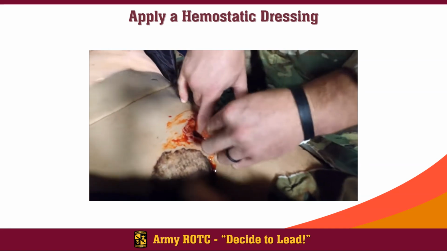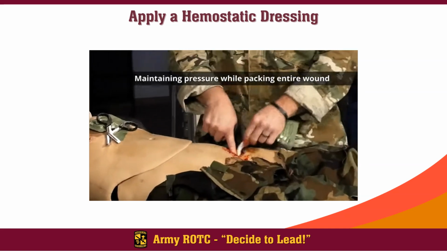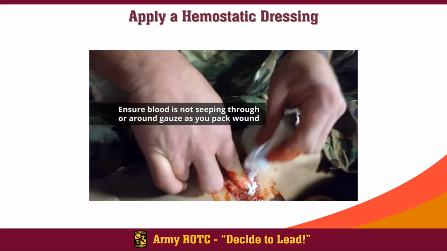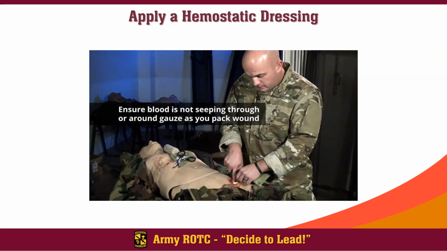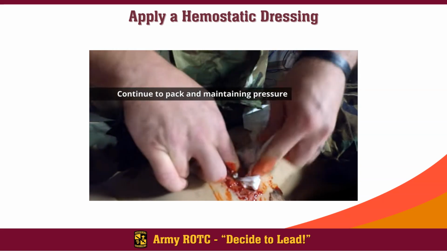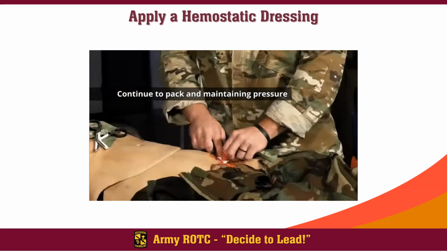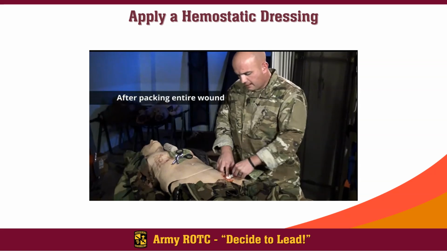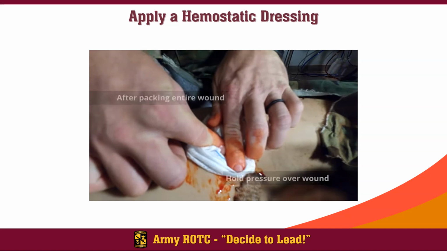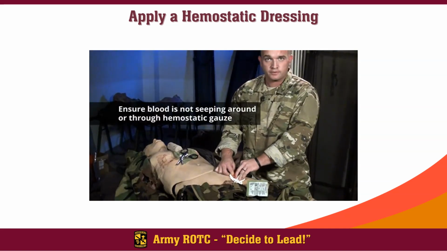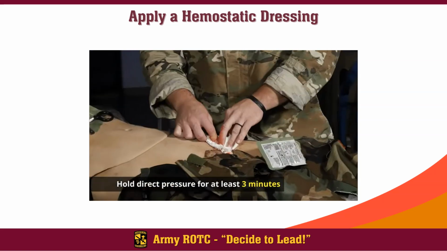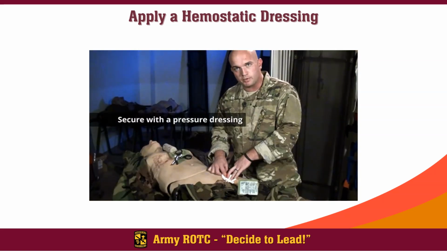One for one, replace the finger that's holding pressure against the bleed until you've packed that entire cavity. Again, one for one, maintaining pressure while you're packing and ensuring that blood isn't seeping through or around the combat gauze as you're packing it. You're going to continue to pack, maintaining pressure the entire time you're packing. Once you've packed the entire wound, hold pressure over the wound, ensuring that blood isn't seeping around or through the combat gauze. Hold pressure for 3 minutes. Once the 3 minutes is up, it's time for a pressure dressing.